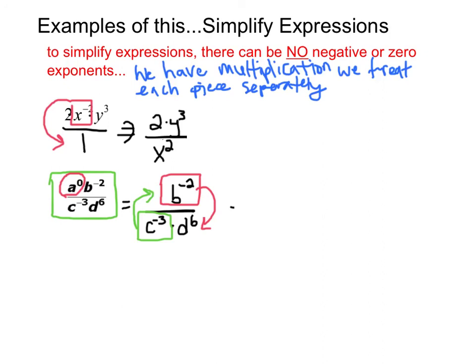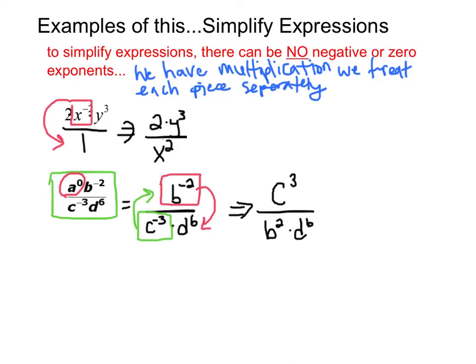Now that c is on the top, what happens when we move it? Do we keep the negative? Well, no. It becomes positive. And then when we move this, we have b to the 2nd power times d to the 6th power. And that's really all that we have to do.